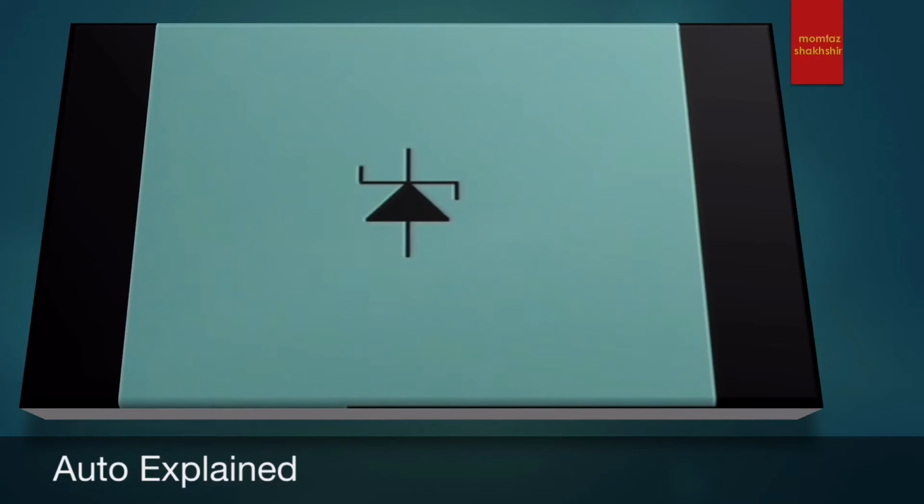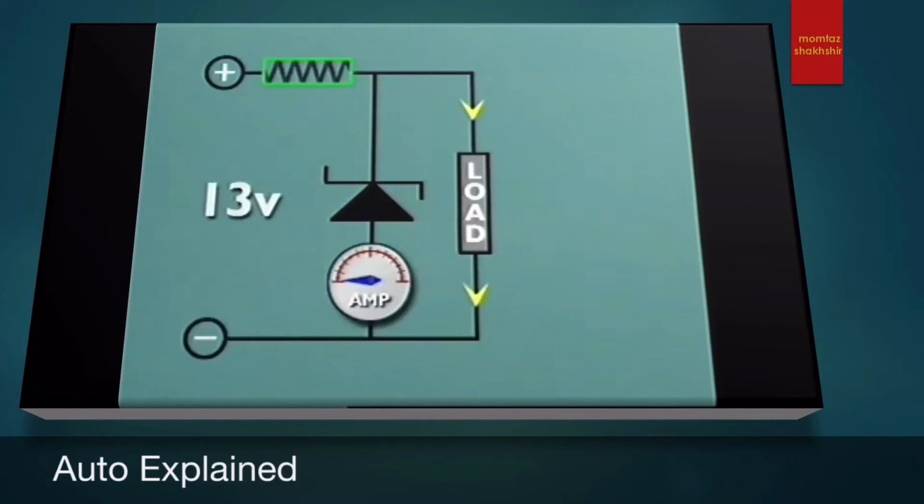This is a Zener diode. It is blocking current flow through it. But if the voltage of the current source is large enough, it can force current to flow through the diode. This is called breakdown. A Zener diode is designed to operate in this way.